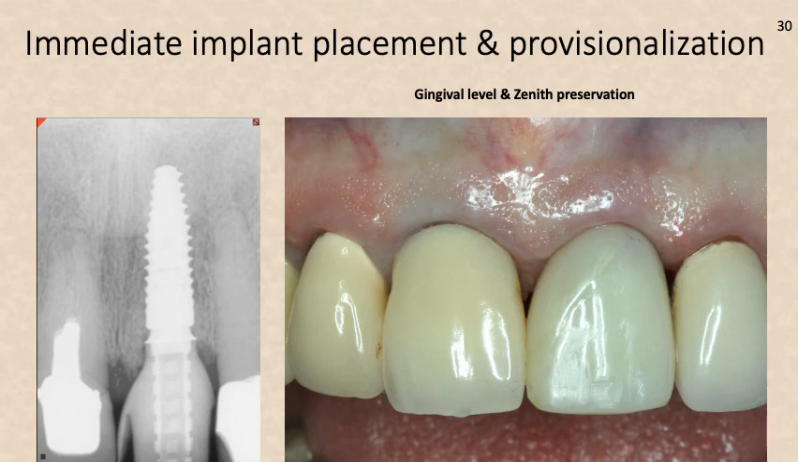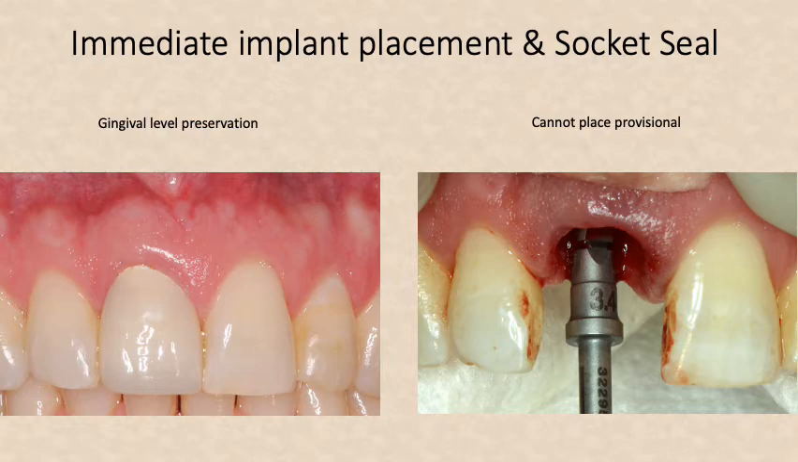And this is a radiograph immediately after placement of the implant, and this is a photo immediately after placement of the provisional crown. Now, this is another case where the patient had a root resorption around this tooth, number 8. We extracted the tooth, placed the implant. However, it was not tight or firm enough to place a temporary crown there.